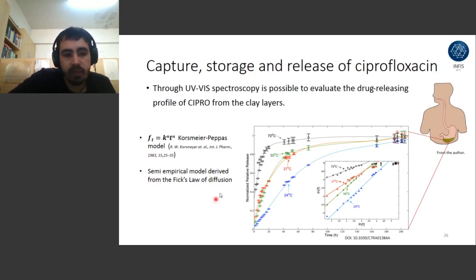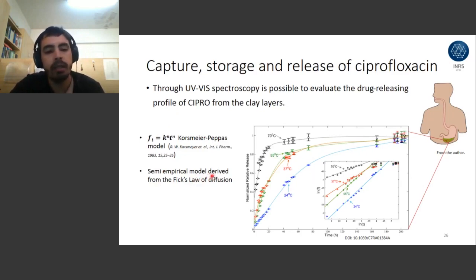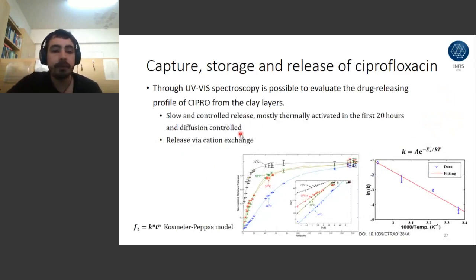We can, for example, model this release. I tried here a power law to model it. Of course, to model it perfectly we need to know the mechanism behind the release of the drug from the clay layers. But if we don't know that, we need to try some models based on other information that we have concerning the materials or that we can find on the internet. The most appropriate one that I found at the time was this one, a semi-empirical model derived from Fick's law. From this model, I could find that the release is diffusion controlled. So the release is thermally activated.